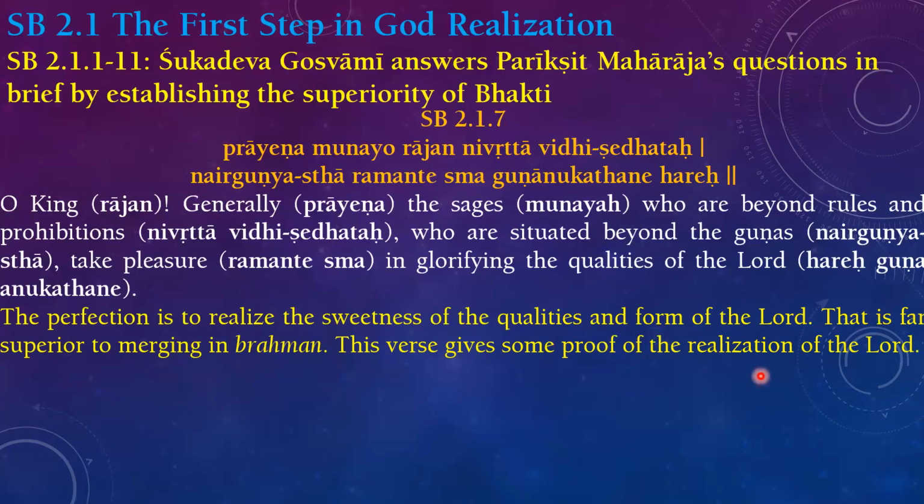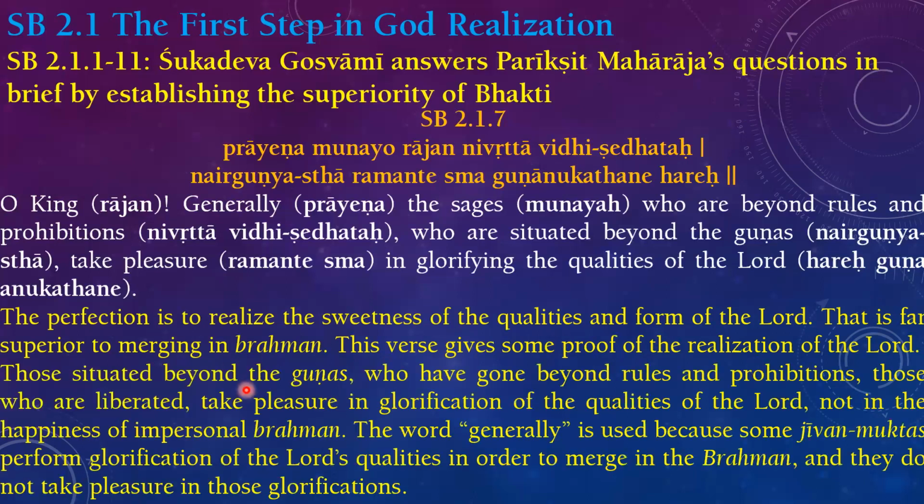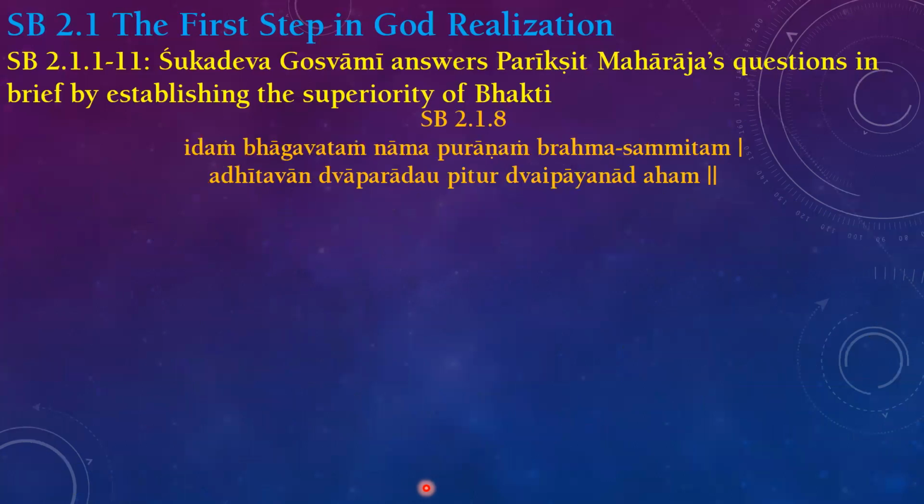This verse gives some proof of the realization of the Lord. Those situated beyond the gunas, who have gone beyond rules and prohibitions, those who are liberated, take pleasure in glorification of the qualities of the Lord, not in the happiness of impersonal Brahman. The word generally is used because some Jivan Muktas perform glorification of the Lord's qualities in order to merge in the Brahman. Bhaktya mam abhijanati yavan yash chasmi tattvatah, tato mam tattvato jnatva vishate tad-anantaram. Sometimes some jnanis may not want to enter into Vaikuntha, but they want to enter into Brahman only. No problem, let them enter into Brahman. They do not take pleasure in those glorifications. They are only interested in the pleasure of Brahman, not the pleasure of Bhagavan. That's why they enter into Brahman. So it's like that. Still no problem.